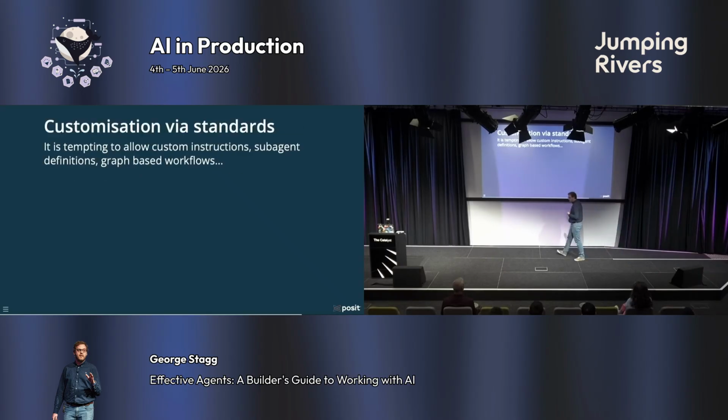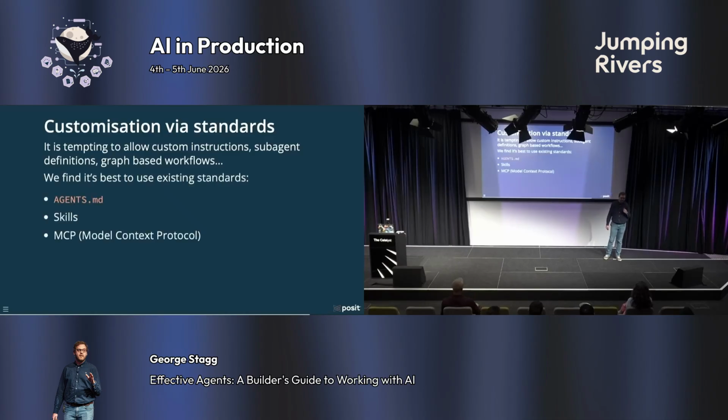Okay. I will really quickly say that it's tempting, when you're building your own AI agents, to add in as much customization as possible. Oh, maybe the user could add this or that. Maybe we should have some kind of graph-based agentic workflow. Maybe we should have very complex subagent definitions, custom instructions that the user can supply. That stuff's really nice, but if you can, instead stick with known protocols and standards that already exist.